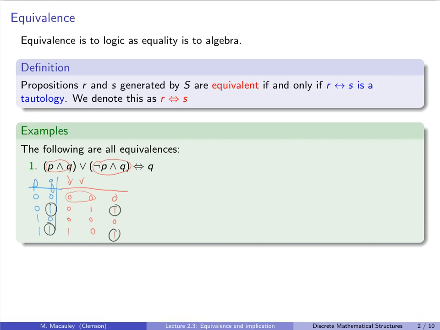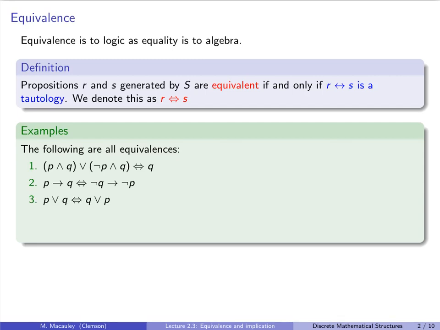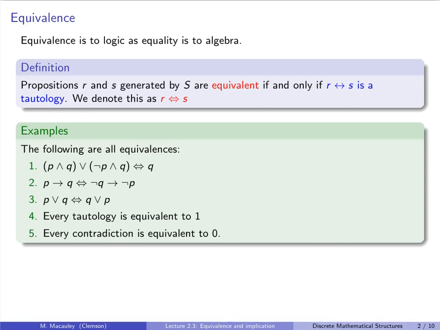Okay, so moving on. P implies Q is equivalent to not Q implies not P. P or Q is equivalent to Q or P. Every tautology is equivalent to the constant function 1, that is where every input gives true, and every contradiction is equivalent to the constant function 0, where every input gives false.